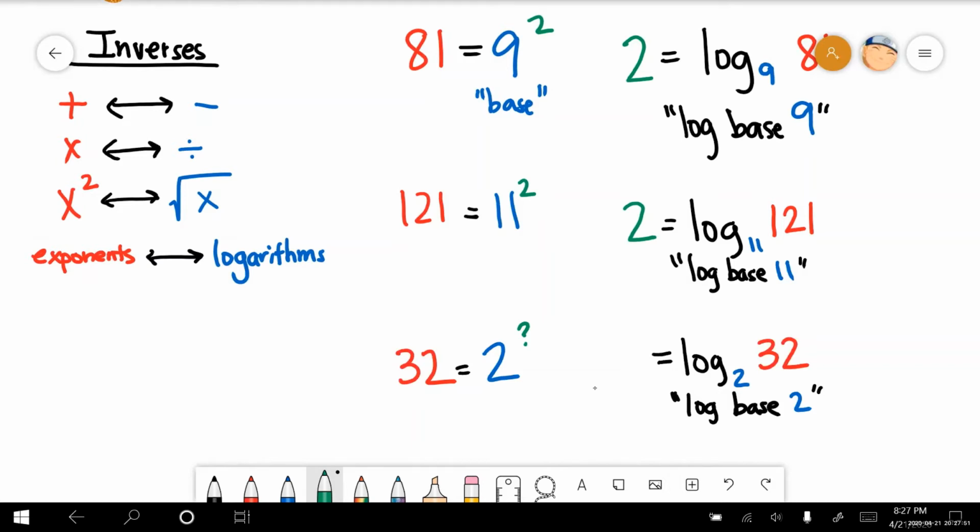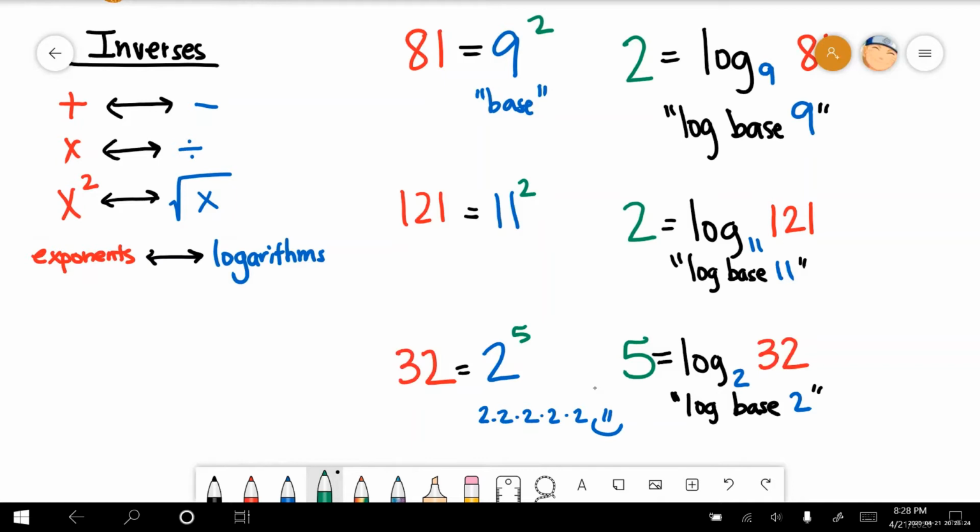And really, if I'm stuck, I could always just start multiplying 2's, right? So what's 2 times 2? Well, that's 4, so that wasn't enough. How about another 2? That's 8. Still pretty low. Another 2, we've got 16. Getting closer. And another 2, that's 32. Yay, we found it. So how many 2's did I need to achieve 32? I needed 5. So that is my answer for this logarithm.